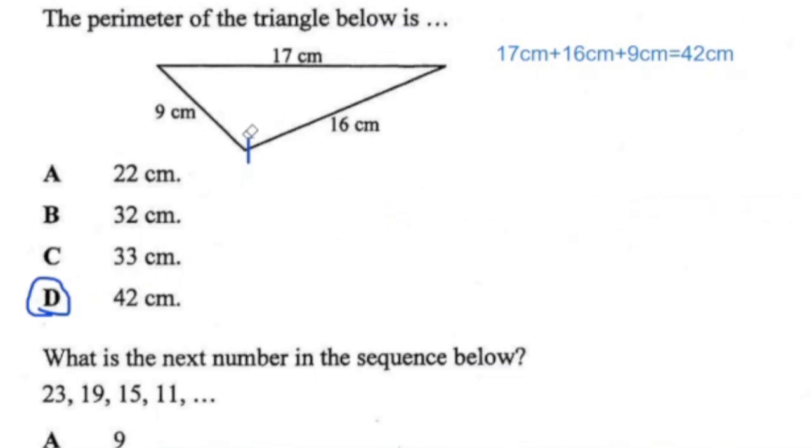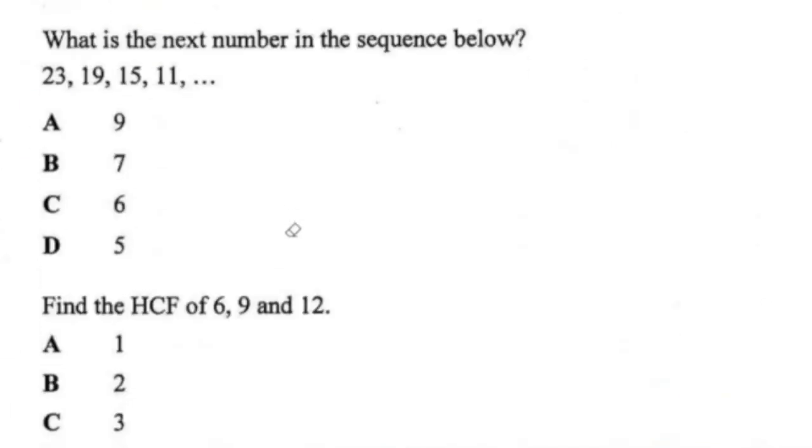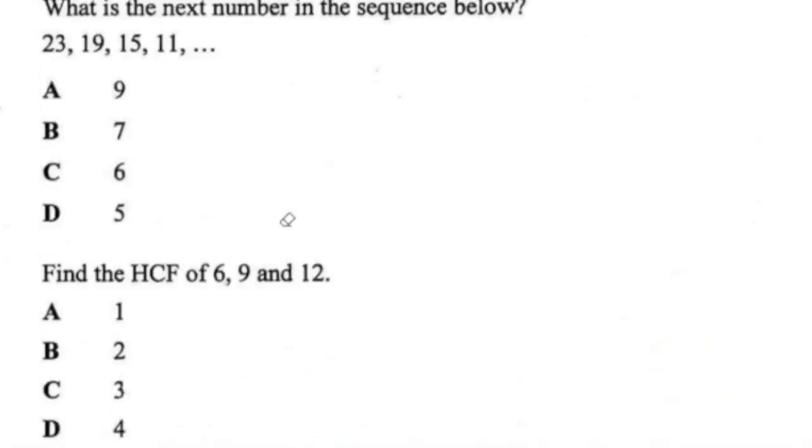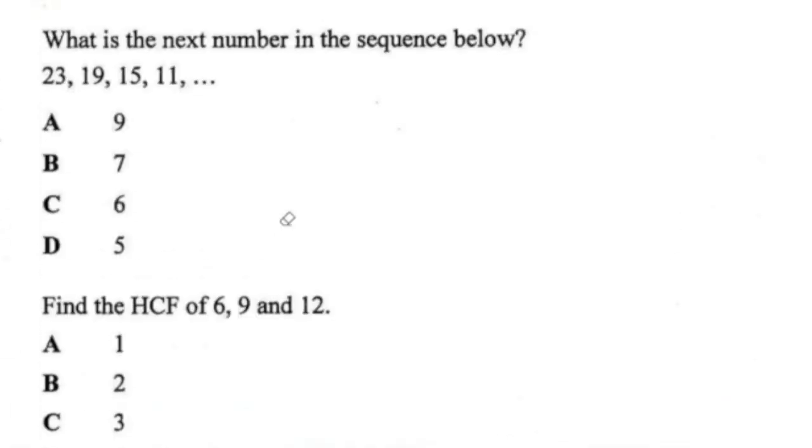Okay, so let's go to question number 7. The question number 7 is, what is the next number in the sequence below? As you can see in our sequence, we have got 23, then we come to 19. The difference between 23 and 19 is 4. So it's like we have subtracted 4 from 23.